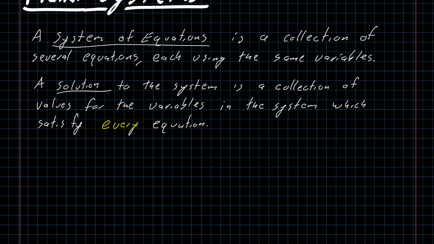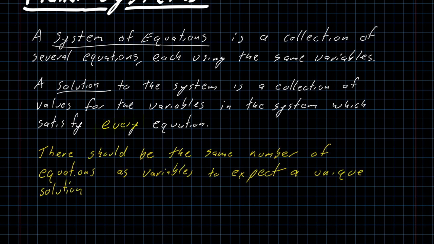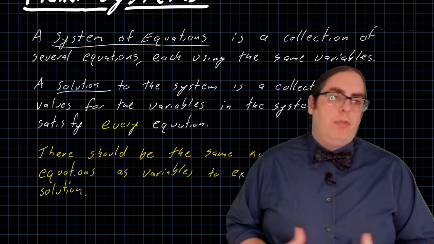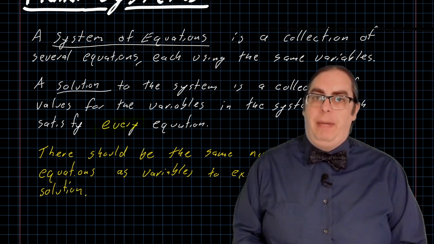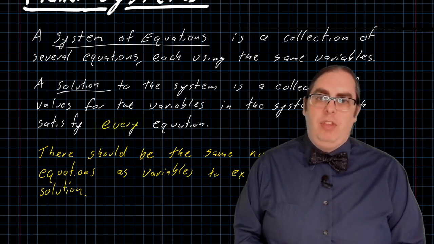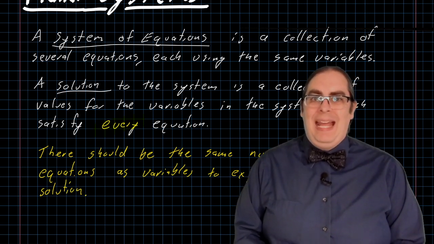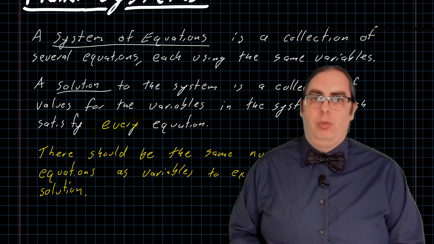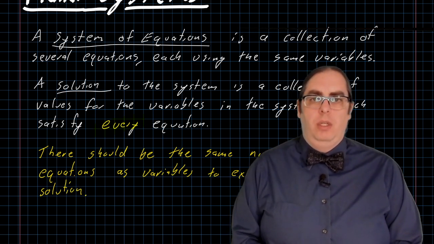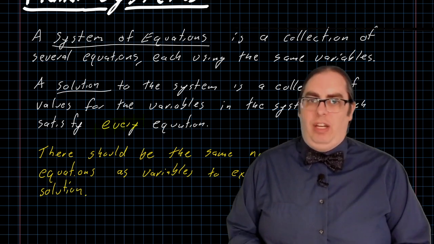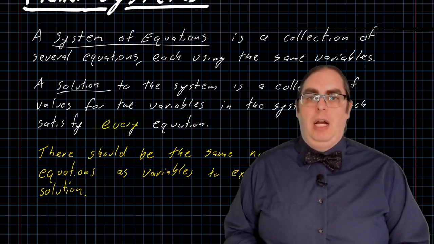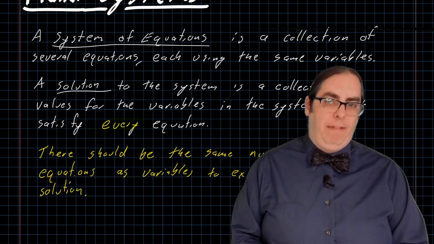As a general rule, there should be the same number of equations as variables to expect a unique solution. That's not a guarantee. If you go further in the study of mathematics, the branch of mathematics called linear algebra studies this question fairly extensively. How do you know that a particular system is going to have a unique solution? Well, it's necessary that you have the same number of equations as you have variables.